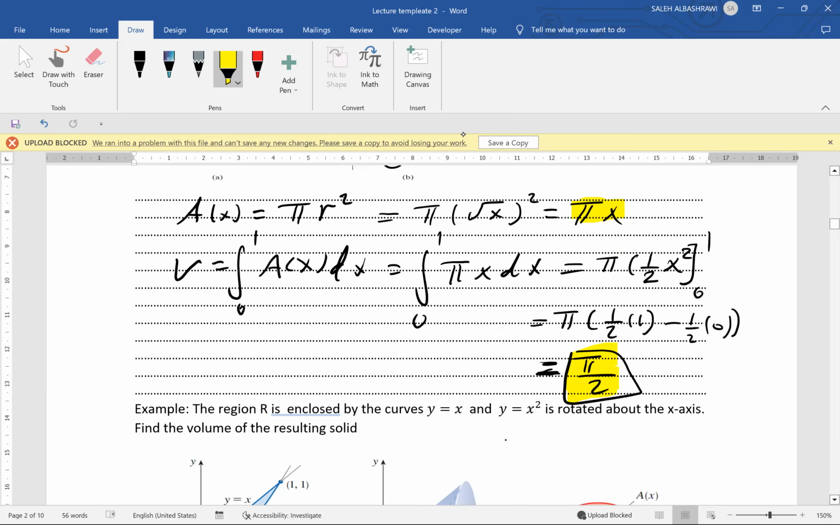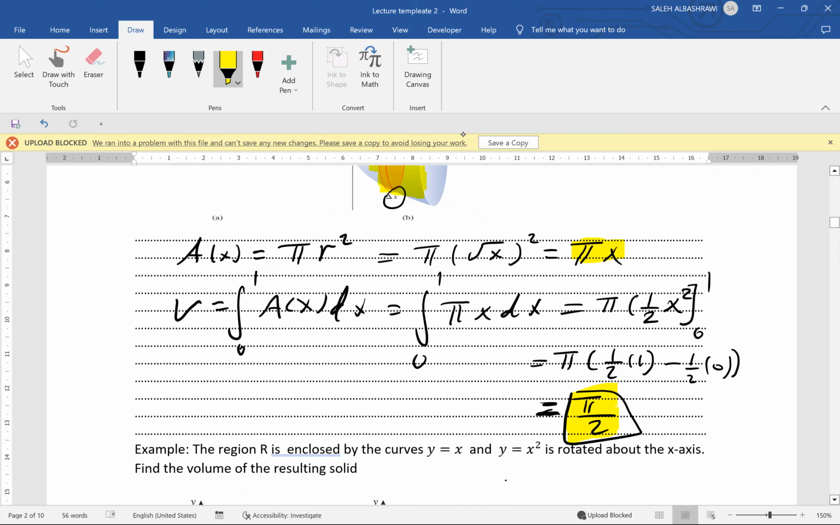Another example. Suppose that we need to find, or that the region R is enclosed by the curve y equals x and y equals x squared. Now I have this function y equals x, which is a line across the origin, and I have y equals x squared, which is a parabola. It is rotated about the x-axis, and we need to find the volume of the resulting solid.